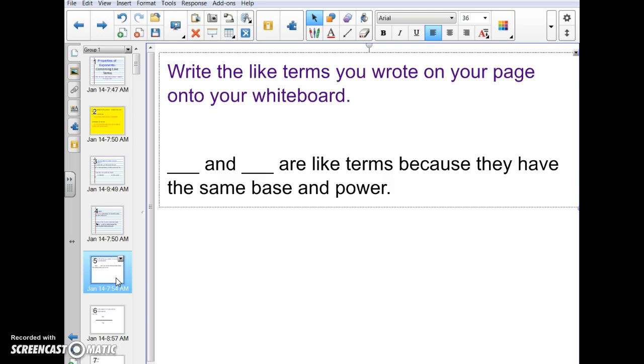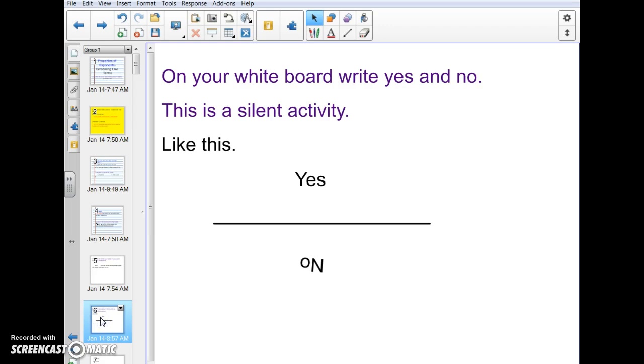And then I was going to have you guys on your whiteboard give me an example of what those look like. Go ahead and copy this into your notes, and then write your own example. Don't copy mine. Now, if I were here, I was going to have you guys write yes and no on your whiteboard as well. We were going to do an activity where I was going to give you several different terms and ask you if they were alike or not. So we're not going to do this, but I am going to ask you guys to copy the rest of these down so that you can answer them on your own.